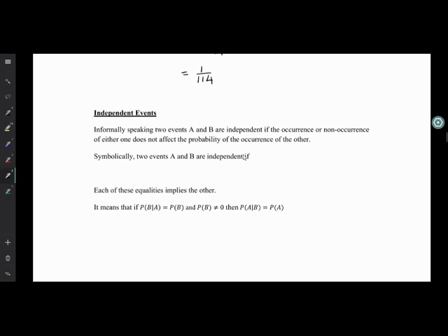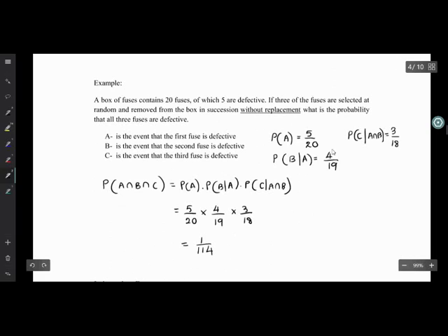Okay. Now let's look at independent events. We say two events A and B are independent if the occurrence or non-occurrence of either one does not affect the probability of the occurrence of the other one. Now if we think about the previous example, when we do not replace the fuse, the probability of selecting the second fuse will depend on the previous status. If you pick a defect and do not put it back, you will end up with 4 out of 19. But if you put it back, there will still be 5 out of 20.